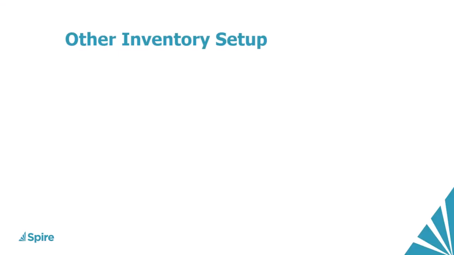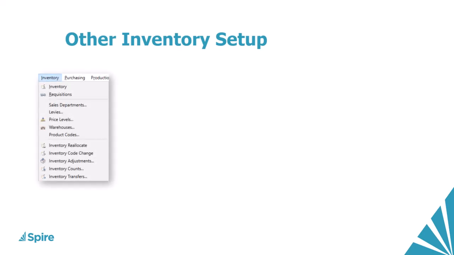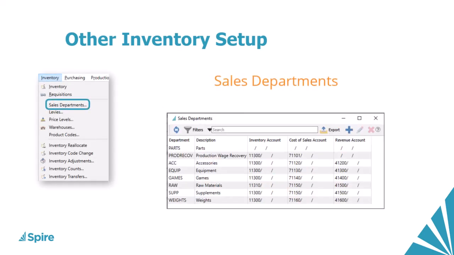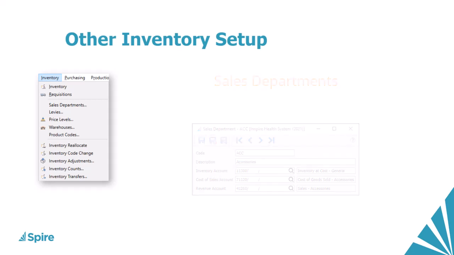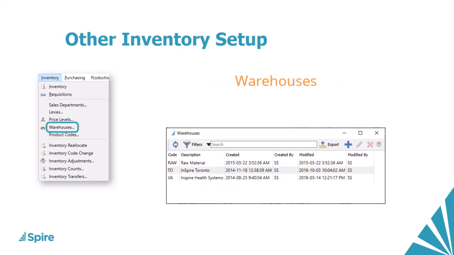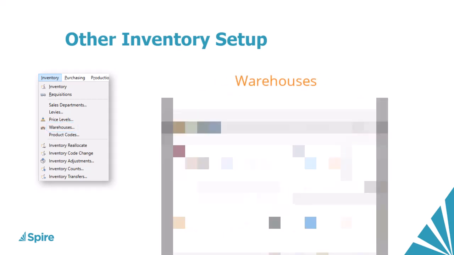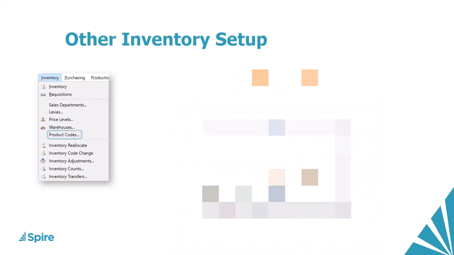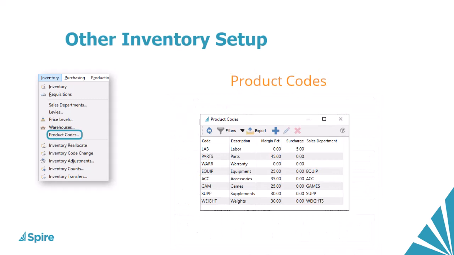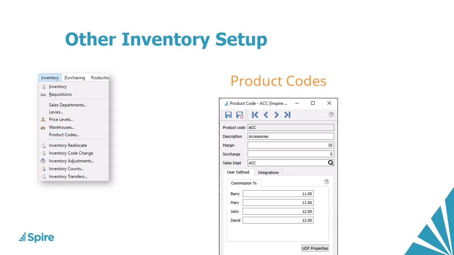There are a few other records that should be defined as you maintain your inventory. From the Inventory menu, sales departments are assigned to inventory items to define accounting for inventory at cost, sales revenue, and cost of sales. Warehouses may be used to configure multiple buildings where inventory items are stored and sold from. Product codes are assigned to inventory items to set minimum selling margins and surcharges.